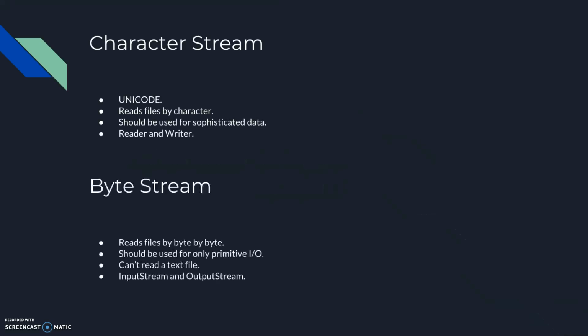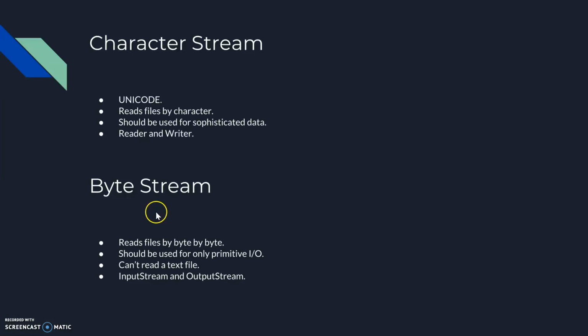So as far as character versus byte stream, character is for more sophisticated data. It's where we have the reader and writer. We use buffered reader, buffered writer. This is for Unicode text, so it can use everything. It can read all the characters, and it reads the files character by character. So we're going to use this for text files or anything pretty sophisticated.